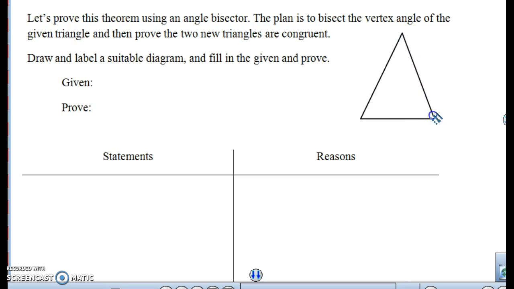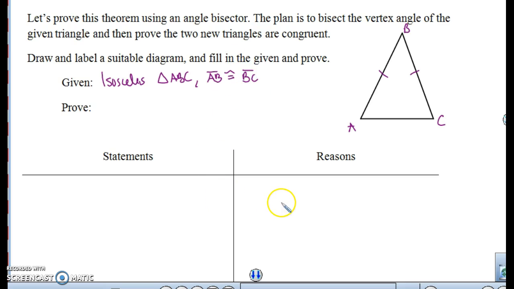Here's my isosceles triangle. I'm going to call my isosceles triangle ABC. And the two sides that are going to be congruent, I'm going to say AB is congruent to BC. So I'm given, that's what I know. I have isosceles triangle ABC, where AB is congruent to BC.